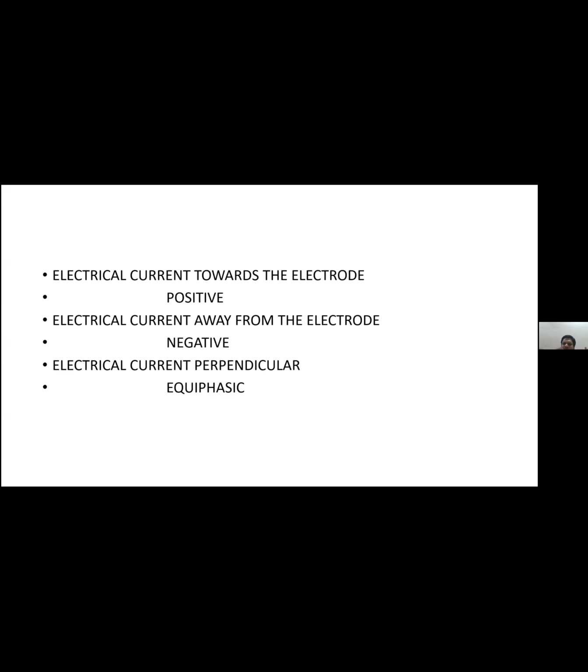Any electrical current away from the electrode will always be negative. So anything from the SA node towards the LV apex is away from AVR, which is in the right upper limb.